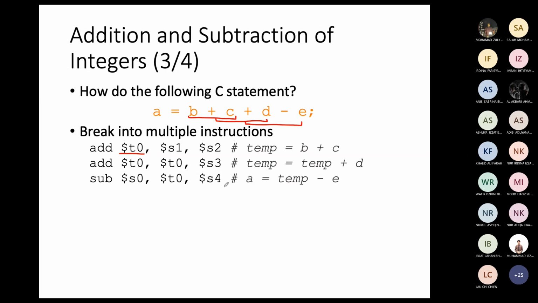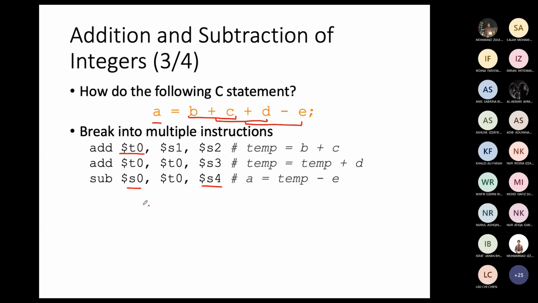And then last, the result will be subtracted with S4, which represents E. So T0 minus S4, and the result will be stored in S0, which represents A. A is equal to temp, subtract E. So you might be wondering, madam, can I use a different method?